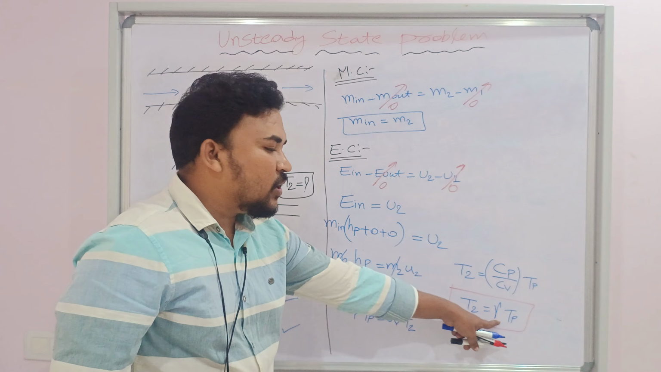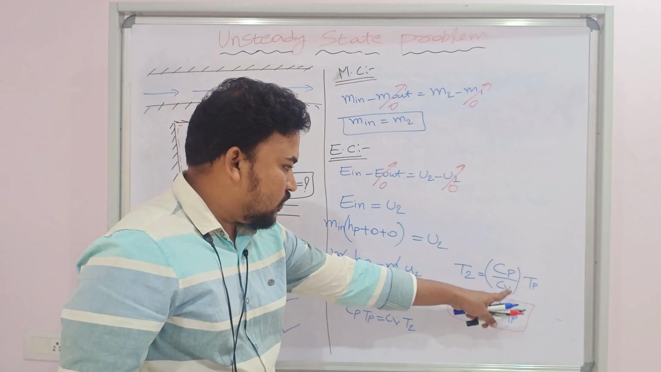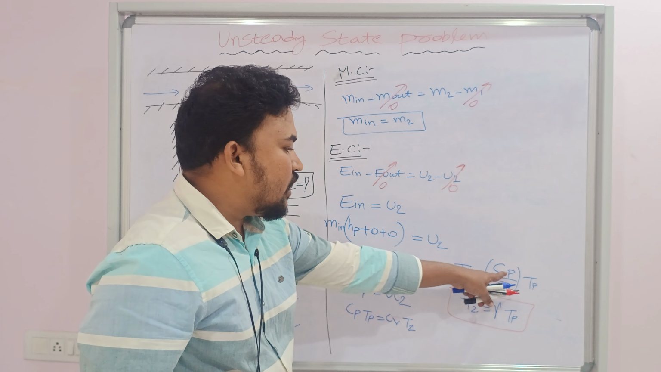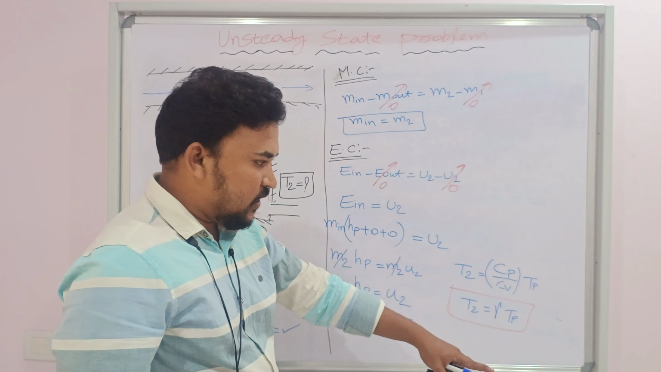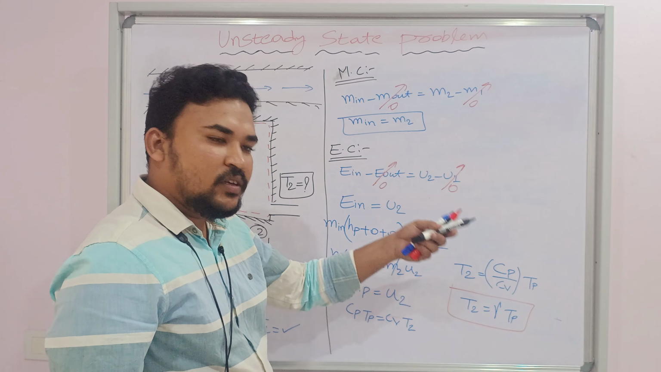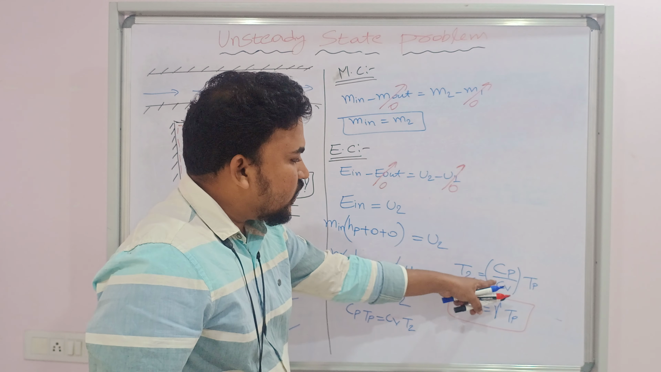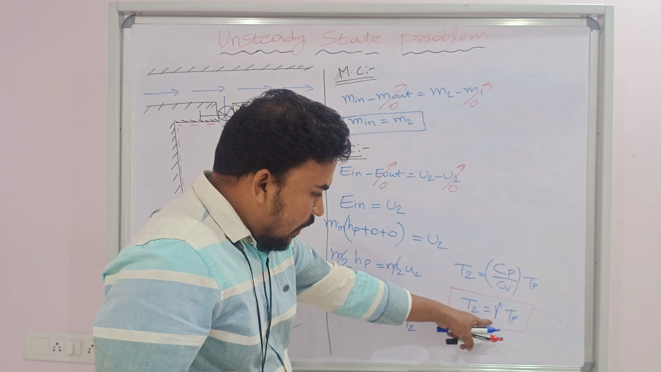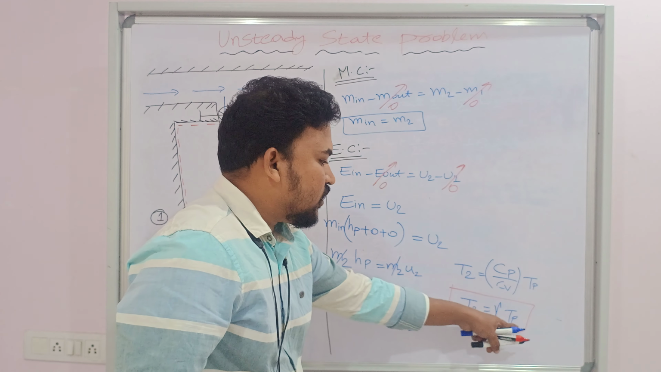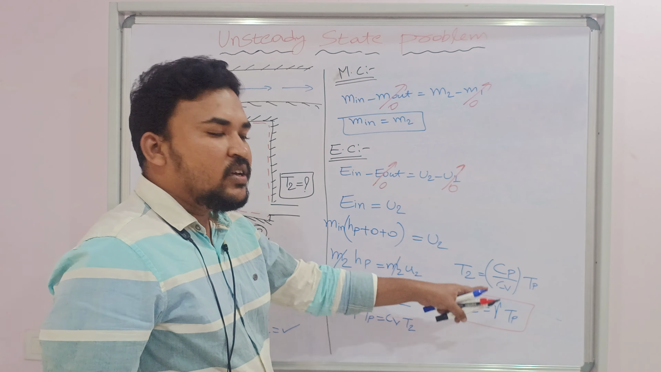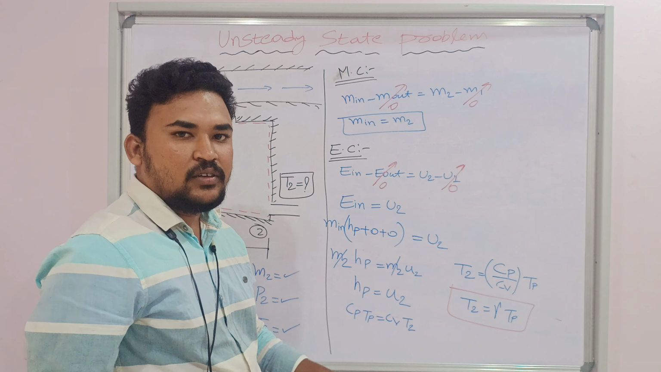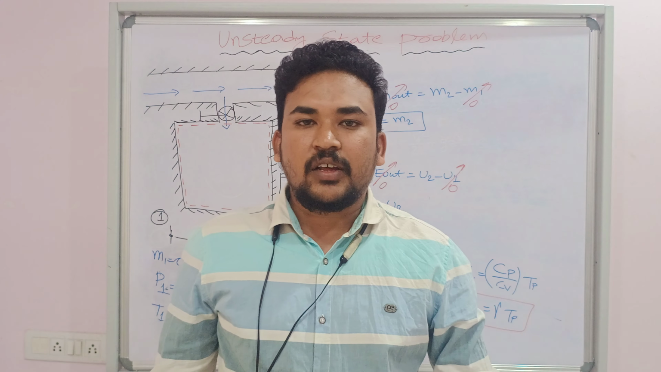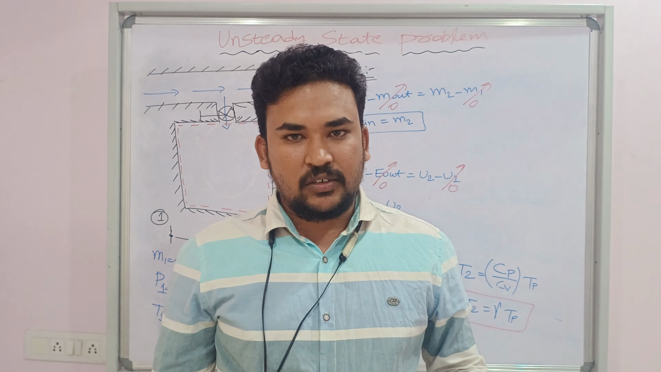If you know the value of gamma, gamma is a dimensionless term because it is Cp by Cv. Cp units are kilojoule per kg Kelvin, and Cv is the same, because for a ratio we need to have the same units. Gamma is unitless, so whatever the units of Tp will be, it will be the same. But we need to take the absolute value. The absolute scale in thermodynamics is the Kelvin scale. Okay, my dear friends, this is the concept of the unsteady state condition. You can solve any question. Thank you.